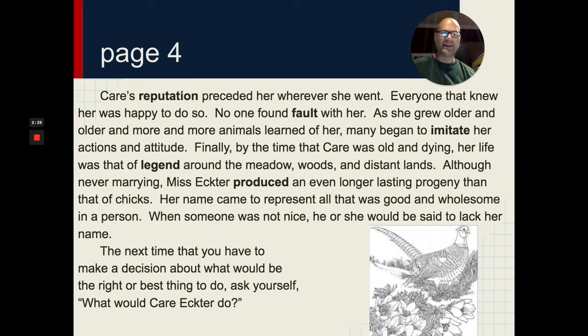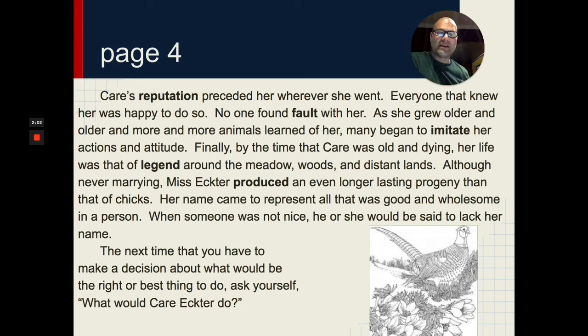Character. Character. If you have good character, then you are presenting or using good traits, positive traits, character traits that people can appreciate and that are nice and pleasant. So the Pleasant Pheasant, Care Ector, has created the word that we now use to describe someone's behavior, someone's character.